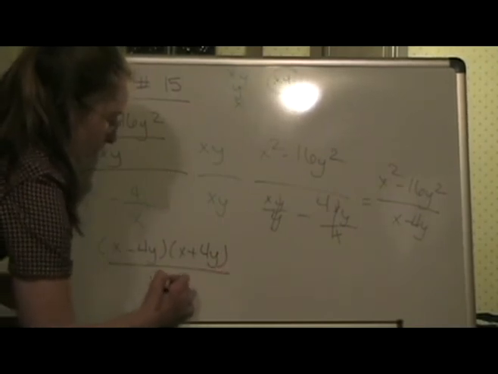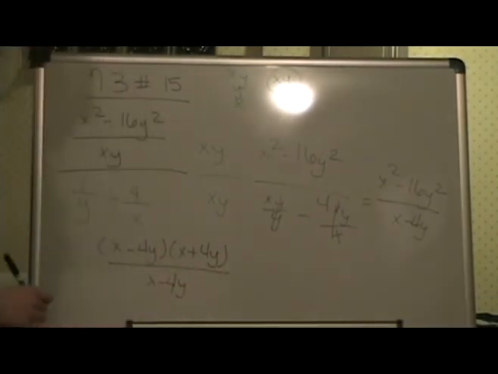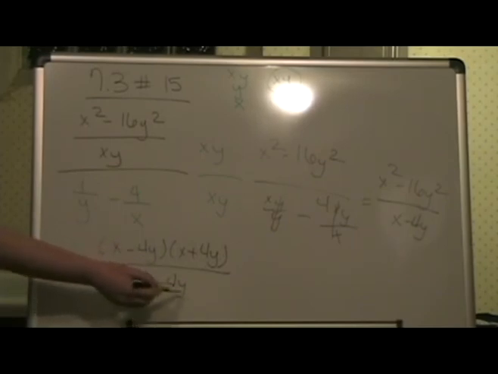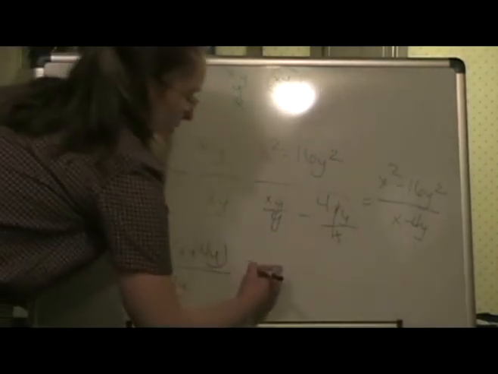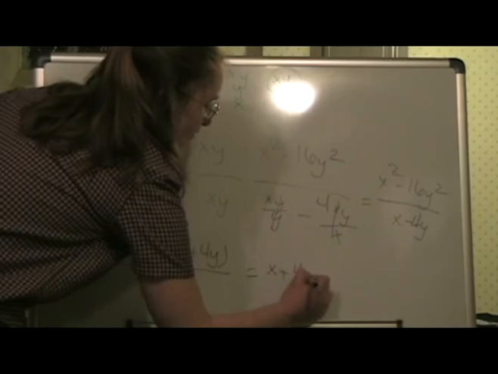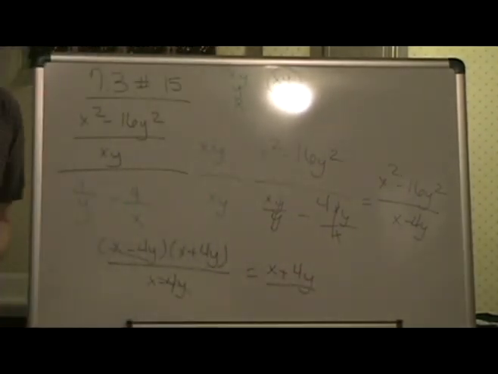Carry through, same denominator. Now at this point we see we have matching terms. We can cancel these out. And all we're left with is x plus 4y. And since we can't add these, they're unlike terms, we're done.